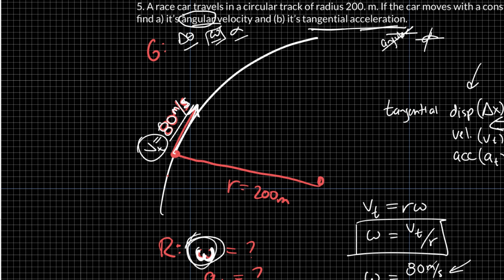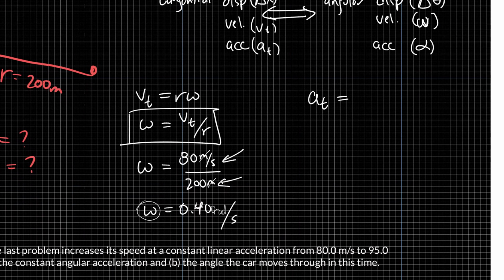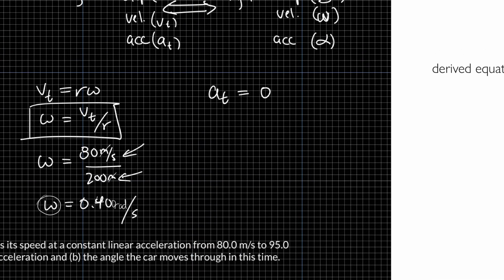We've got v sub t is 80 meters per second. Right over here, v sub t is 80 meters per second, and over here, v sub t, 80 meters per second. So in other words, its speed is not changing, its tangential velocity is not changing. So if this tangential velocity is not changing, then its tangential acceleration is 0. That one is just a logic question. So if you're not speeding up, your tangential acceleration is 0.